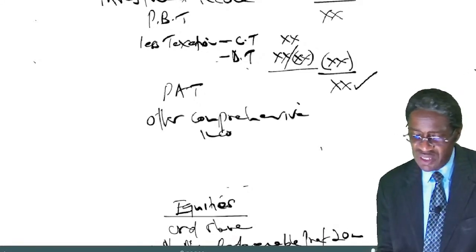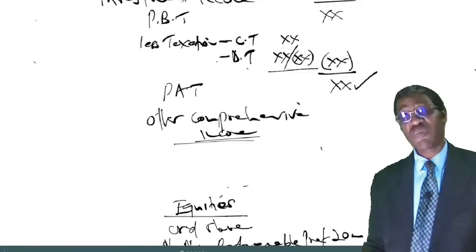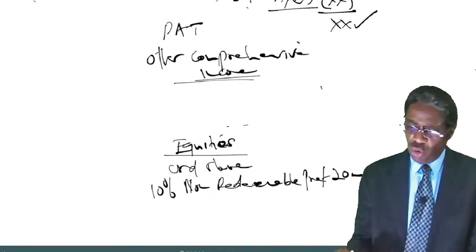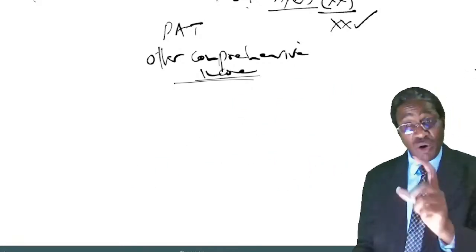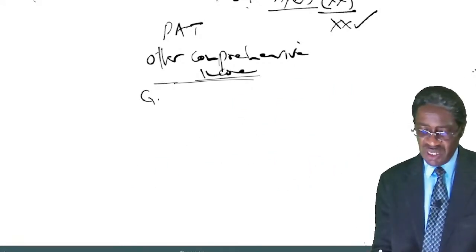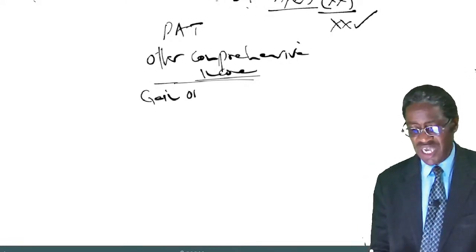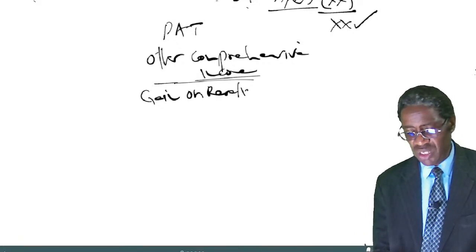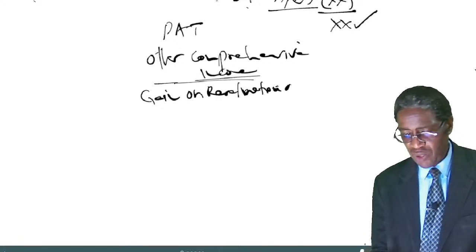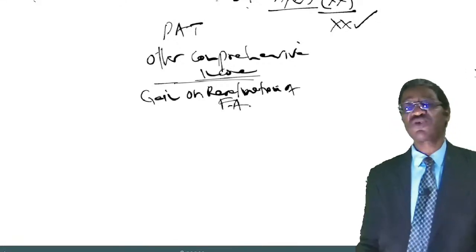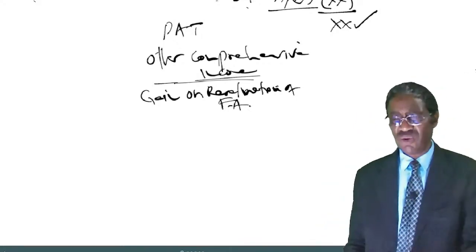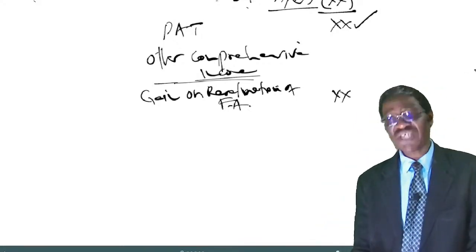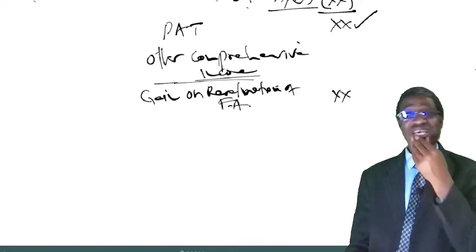Other comprehensive incomes. I do hope you remember some of the examples of other comprehensive incomes. One example we gave is gain on revaluation of fixed assets. When you revalue some of your fixed assets, maybe machinery, motor vehicle, land, building, that gain on revaluation should be considered as part of other comprehensive income.